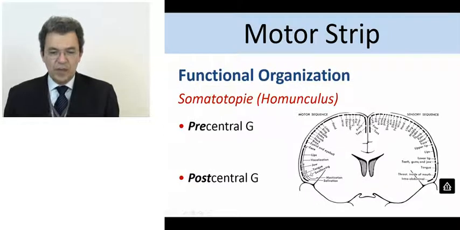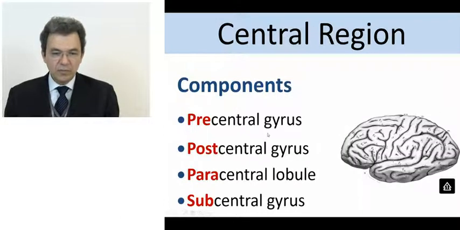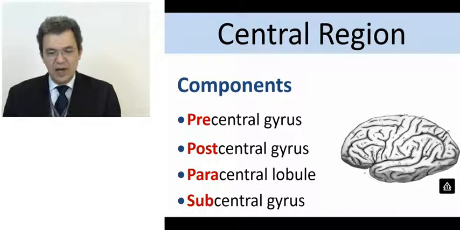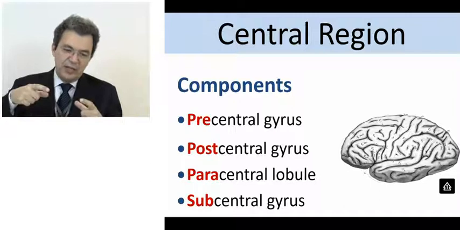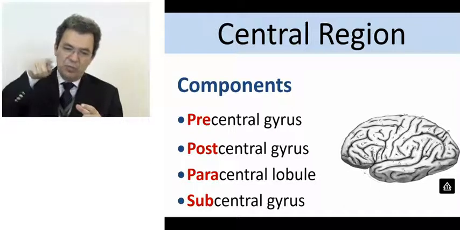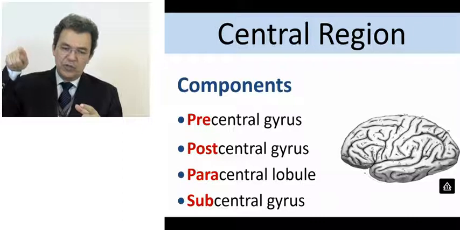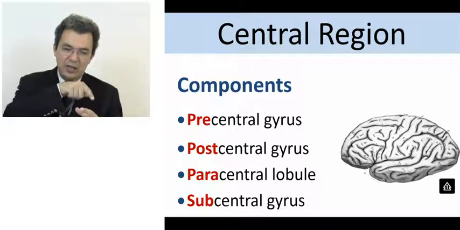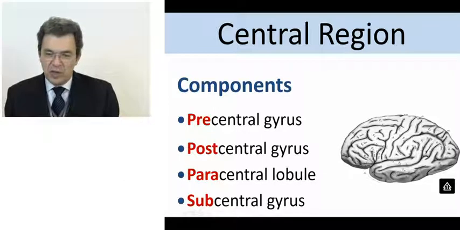So you have the precentral gyrus, where you have the motor homunculus, and you have the postcentral gyrus, where you have the sensory homunculus. You can think of the central region as a kind of an ellipse, where you have anteriorly the precentral gyrus, you go superiorly to the paracentral lobule, posteriorly to the postcentral gyrus, and then inferiorly the subcentral gyrus. So here on the image, you could start here, the subcentral, go up precentral, go back paracentral, and then postcentral gyrus.